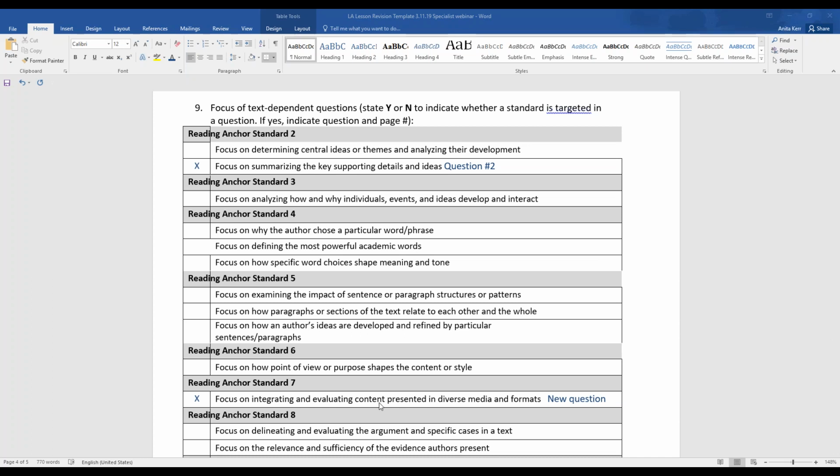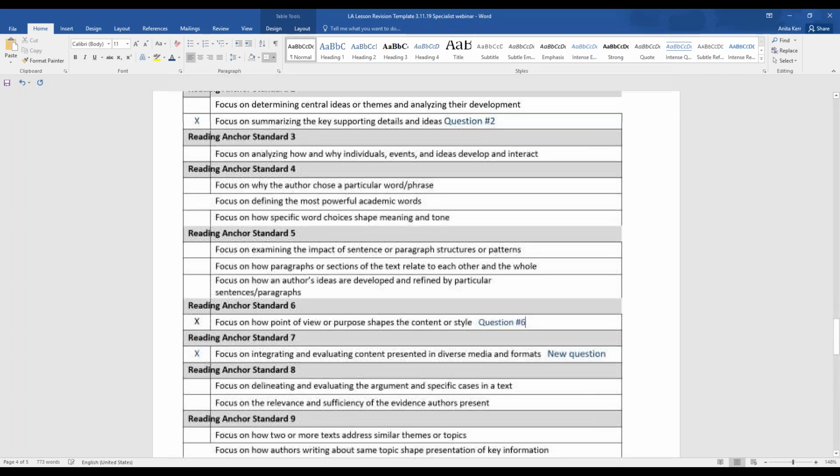Yeah, and reading Anchor Standard 6, very good. This one is a possibility as well. How point of view or purpose? And she's saying that possibly question 6, meaning the questions about the cartoon. And what message is the cartoonist trying to convey? That's exactly right. That's question 6. Perfect. You see how that matches up with point of view, question 6, the part 3. Wonderful.